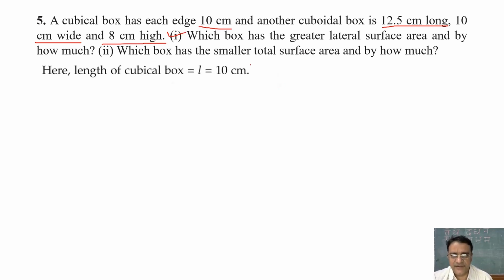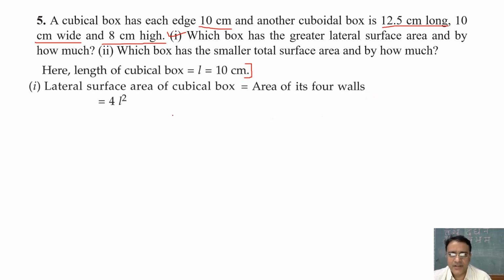So we will start finding the lateral surface area of cube also, cuboid also. So first we will find cube, cubical box. What is the formula for lateral surface area? 4a square, because here we have written l, so we will write 4l square. Okay? 4l square, so 4 into 10 square, 4 into 100. So 4 into 100 will be 400 centimeter square. So this is the lateral surface area of cubical box.